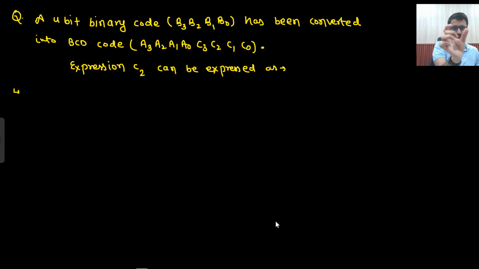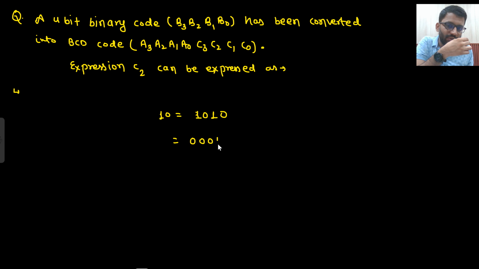So a 4-bit binary code, b3, b2, b1, b0, has been converted into BCD code. So BCD code is of 8 bits. Why is that so? Because in binary you can represent 10 in how many bits? In binary you can represent 10 in 4 bits only, like 1 0 1 0. But for BCD you would require 8 bits. That would be 0 0 0 1, and for 0 it would be 0 0 0 0.